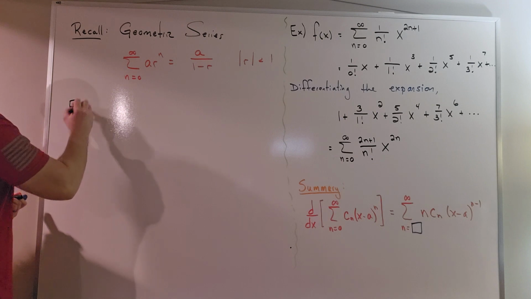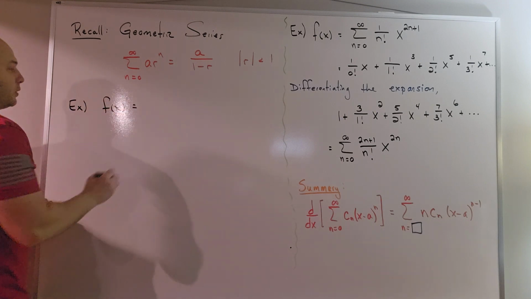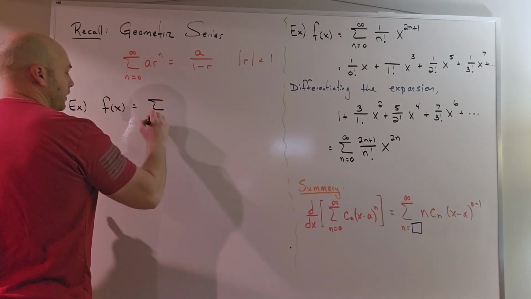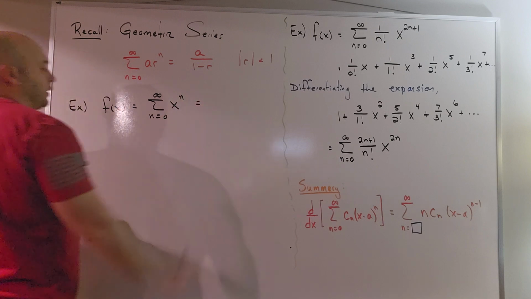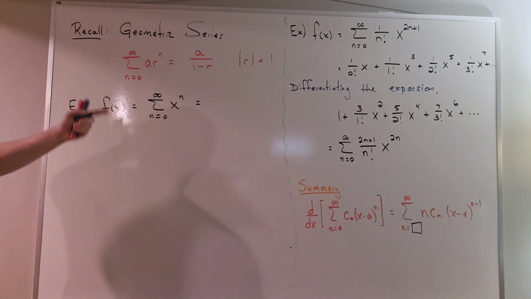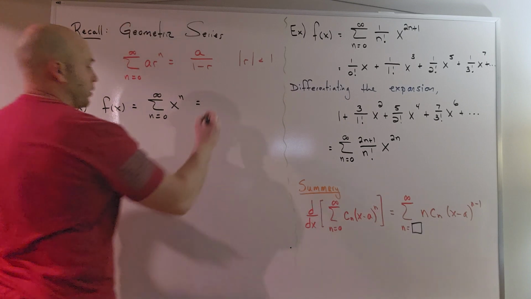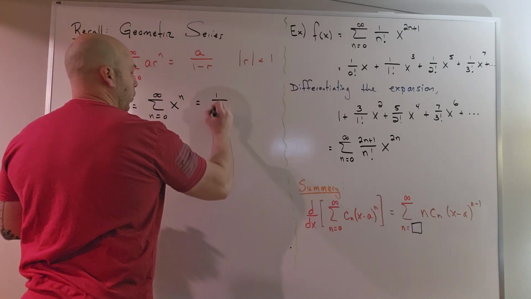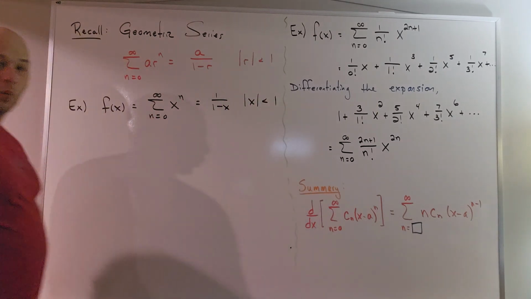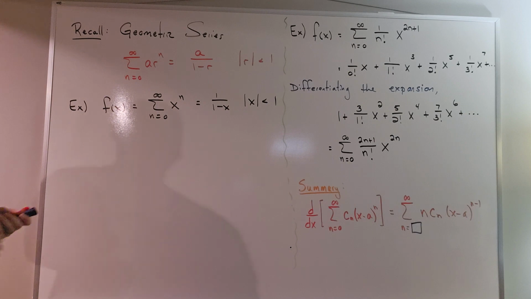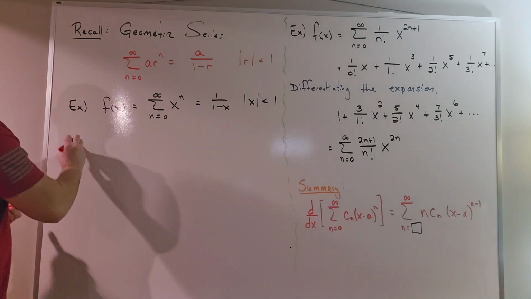For example, let's take the simplest possible function. f of x is equal to the sum n equals 0 to infinity of x to the n. Now, of course, this is also equal to, well, in this case, a would be 1 and r would be x. So this would be the function 1 over 1 minus x, again, provided that the magnitude of x is less than 1. Well, let's differentiate this series. So differentiating the series.